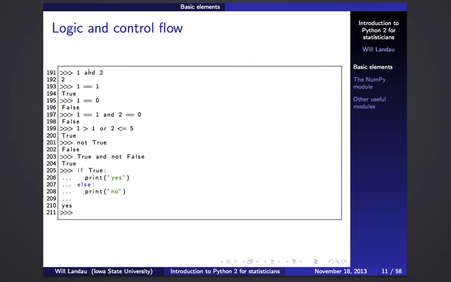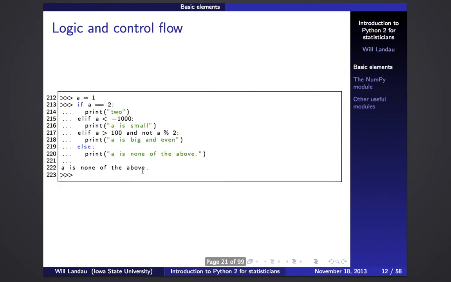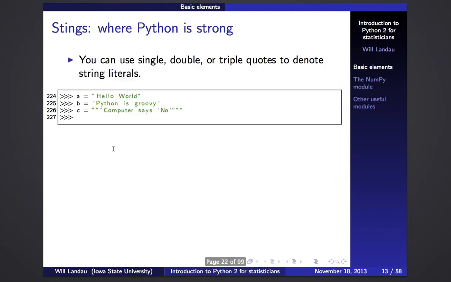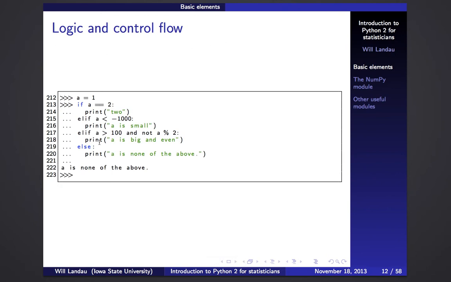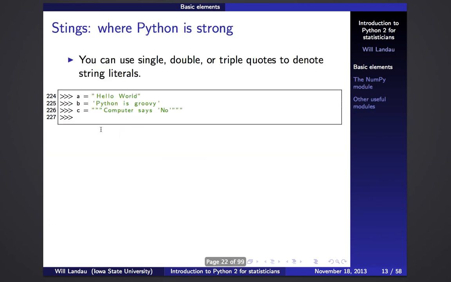Logic and control flow: there's and, double equals, less than or equal, greater than, there's not, and there's or. They all work in a way that you think they would. Here's an example of an if-else statement. You can check it out. I just store A as something. I give this value to A, and I run the if-else statement, and it works like you think it would. Notice the elif instead of else if for you R users out there. It's not else if, it's elif.